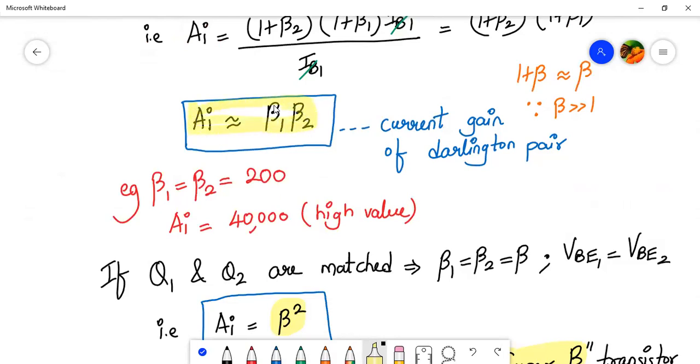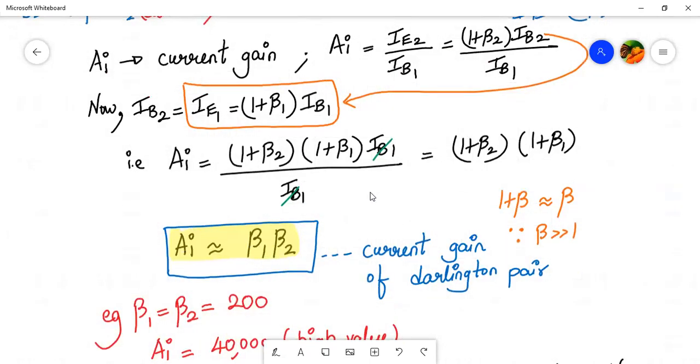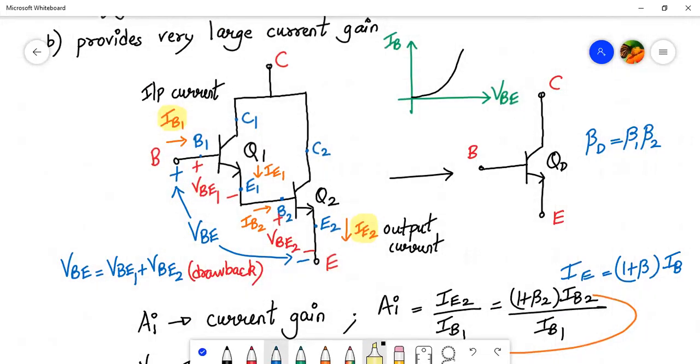So if they ask you this question about the Darlington pair, prove that the current gain of the Darlington pair is equal to the product of the individual transistor current gains, you have to do the simple derivation. Draw this Darlington pair, right? So this is your Darlington pair transistor. It's nothing but we have connected two NPN transistors. So the emitter of the first NPN transistor is connected to the base of the second. Their collectors are tied together, and we have three terminals: base, collector, and emitter for this Darlington pair transistor.